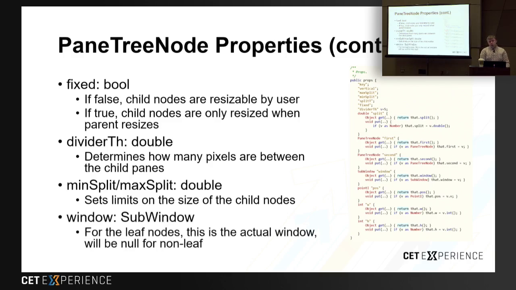And then there's the window property itself. So the pane tree node is not a window. It's not a control or a subwindow, but it contains a reference to a subwindow. So the pane container is a window. It has an internal data structure, which is the pane tree, which is not windows, but those refer to windows. And all of the windows, despite the nested nature of the tree, every subwindow is actually a direct child of the parent window.